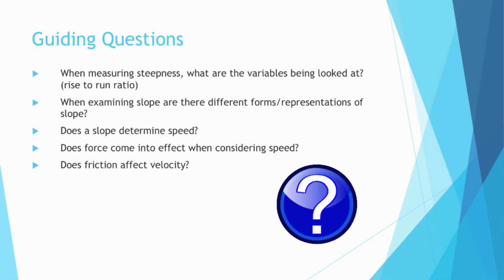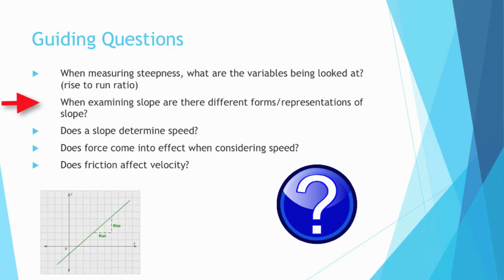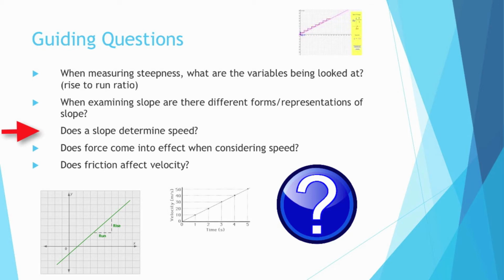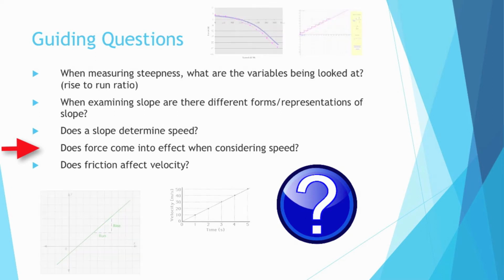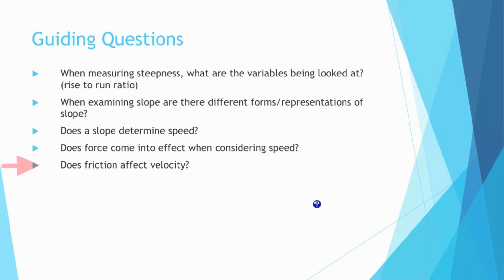Some questions to guide students along on this challenge are: when measuring steepness, what are the variables being looked at here? Rise to run ratio? When examining slope, are there different forms or representations of slope? Does slope determine speed? Does force come into effect when considering speed? Does friction affect velocity?